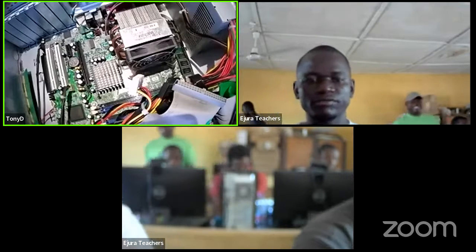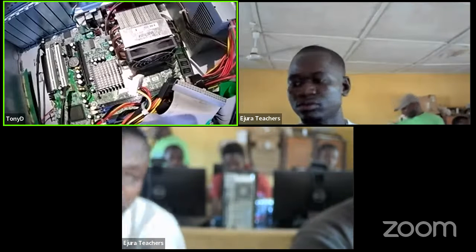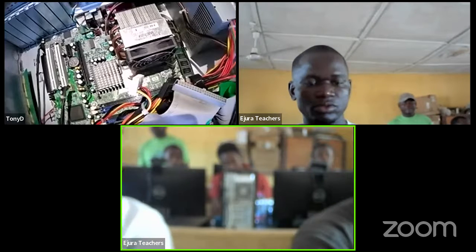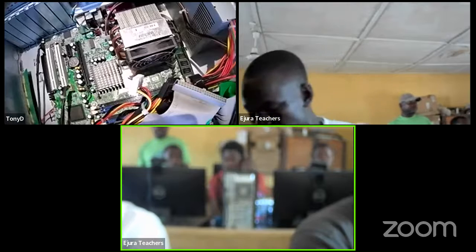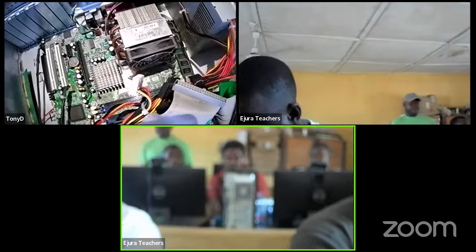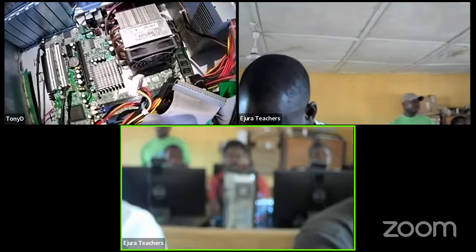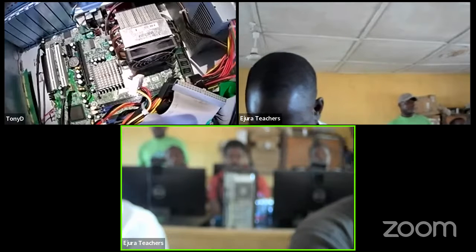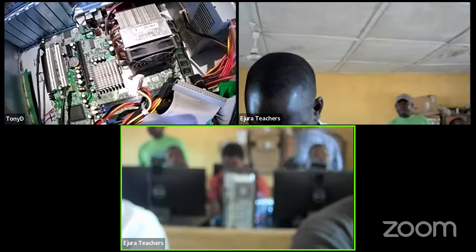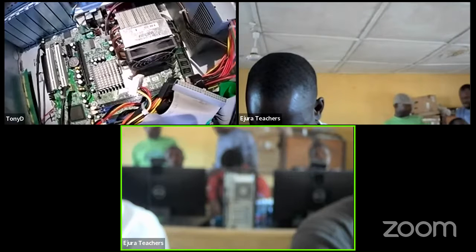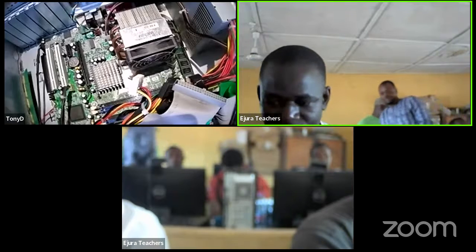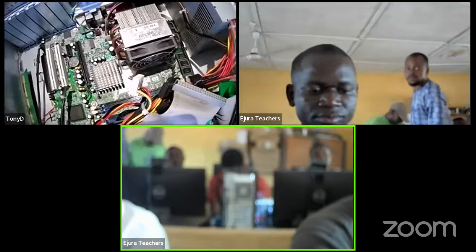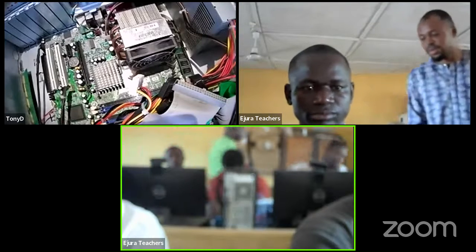It's like our brain. As we use our brain to think and remember everything, the same thing the CPU also does. It also remembers every data or information that you put on the computer. It recognizes them and sends them to where they are supposed to go.